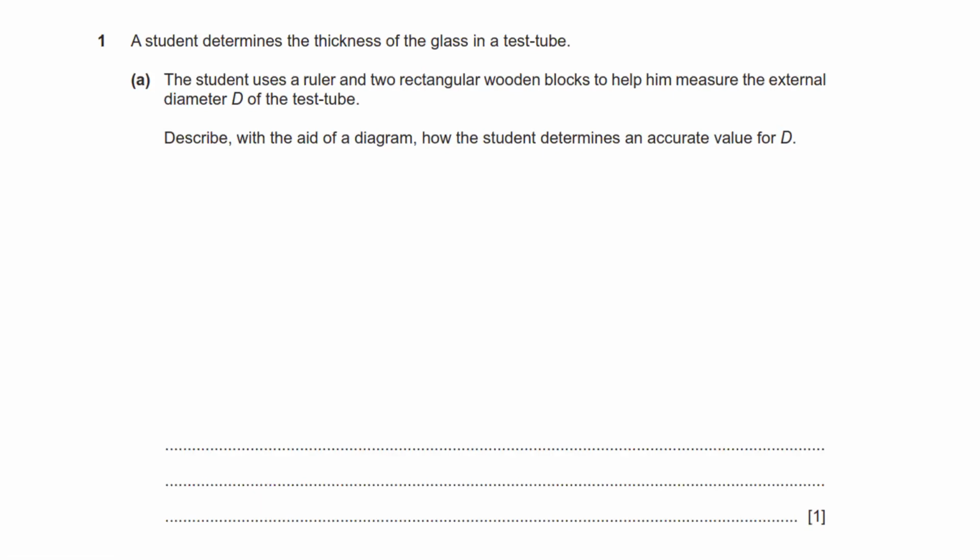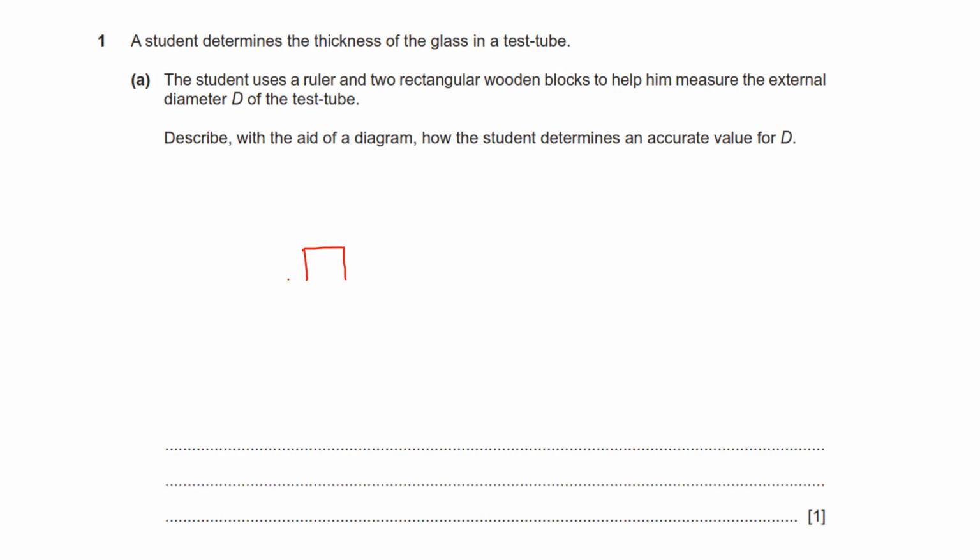Question number 1. A student determines the thickness of the glass in a test tube. Part A. The student uses a ruler and two wooden blocks to help him measure the external diameter of the test tube. Describe, with the aid of a diagram, how the student determines an accurate value of D. The student can put wooden blocks on a table.